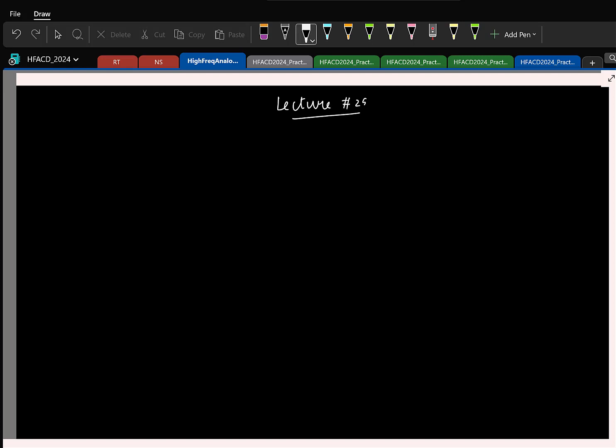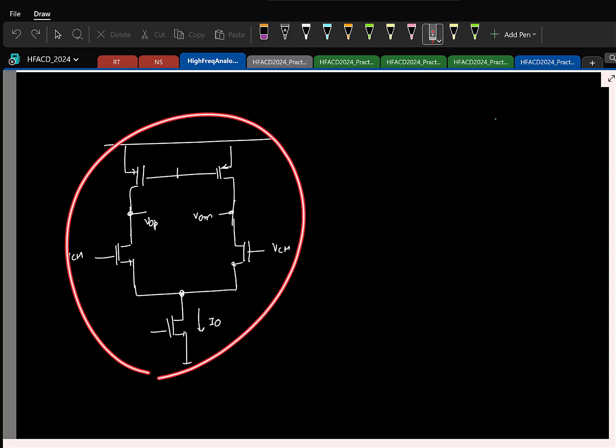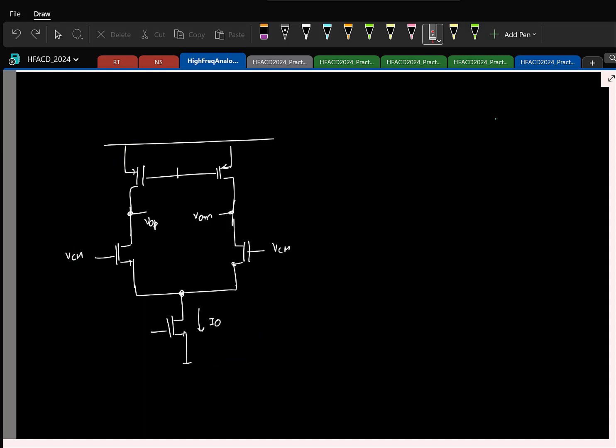Okay, let's start today. In the last week we were looking at the issues with fully differential op-amps, especially common mode feedback. Again, to summarize, this is the simplest fully differential op-amp, and the issue is, if you look at this circuit for DC bias or for common mode signals, you have this as the equivalent circuit.